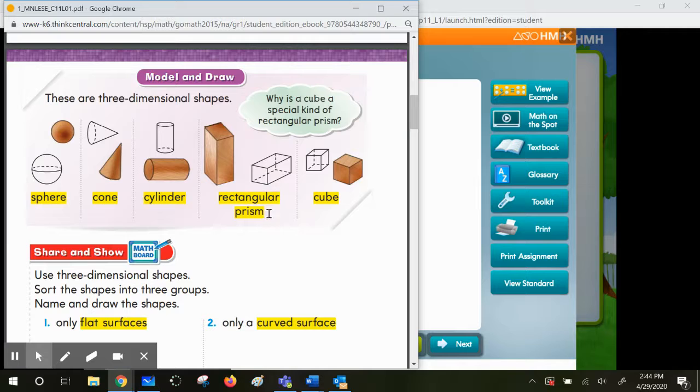Then the next is rectangular prism. This is also called a cuboid. But this rectangular prism has 6 sides, and they are all flat, and they all make a rectangle. This is a cube, which is a special kind of rectangular prism. A cube is a rectangular prism, but the taller rectangular prisms cannot be cubes.